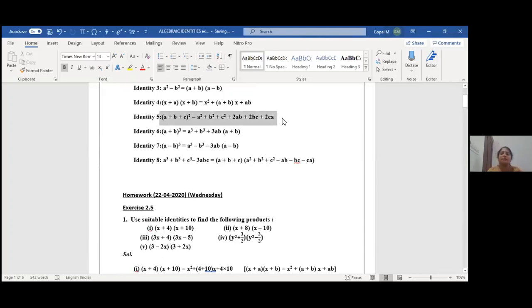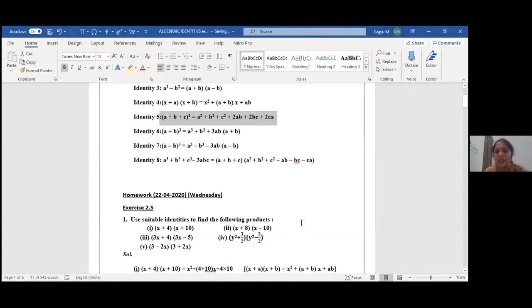In this, I'm going to explain fourth main. Here in the fourth main, they gave (A plus B plus C) whole square. This type of question, we used to find out the RHS value, A square plus B square plus C square plus 2AB plus 2BC plus 2CA. Next main, they'll give the RHS value, and we used to find out the LHS value.